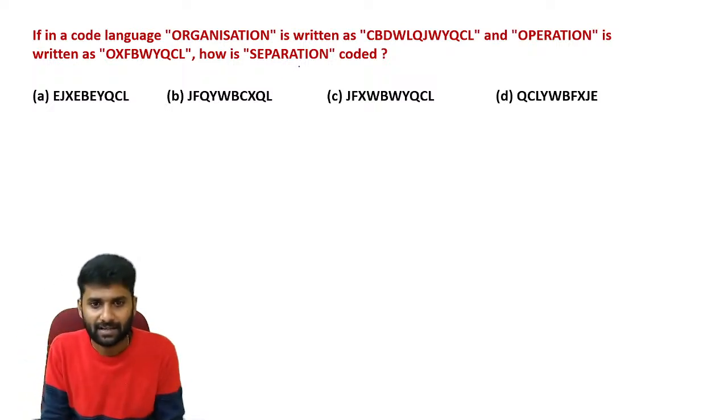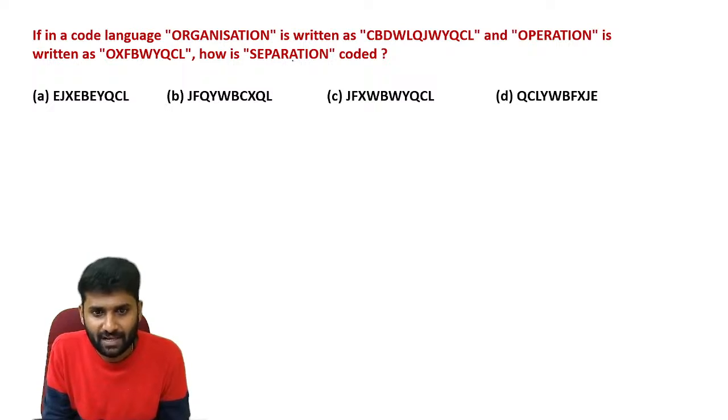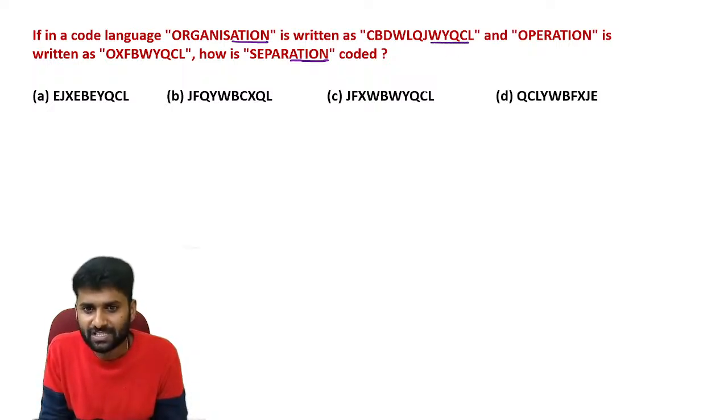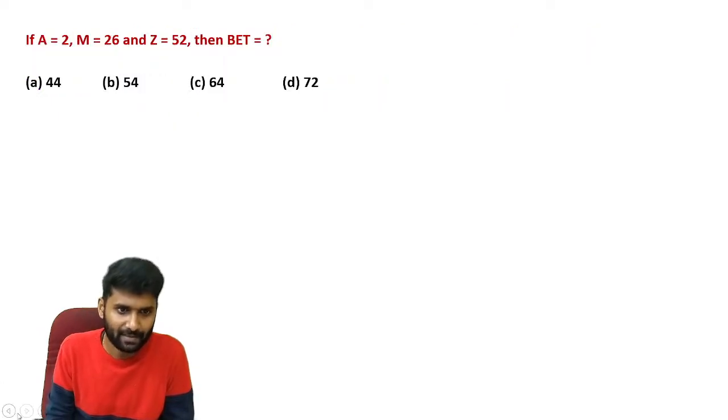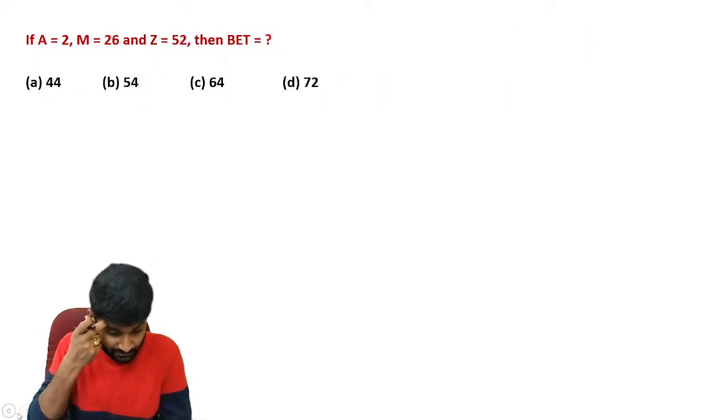Now understand here, in separation, the last 5 letters are ATION. ATION means the last 5 letter code is WYQCL. Eliminate D. So here YQCL, EYQCL. Observe guys, we need WYQCL, so A is also eliminated. You are eliminating 3 options, which means the answer is C itself. Very good. Next. Try this one.